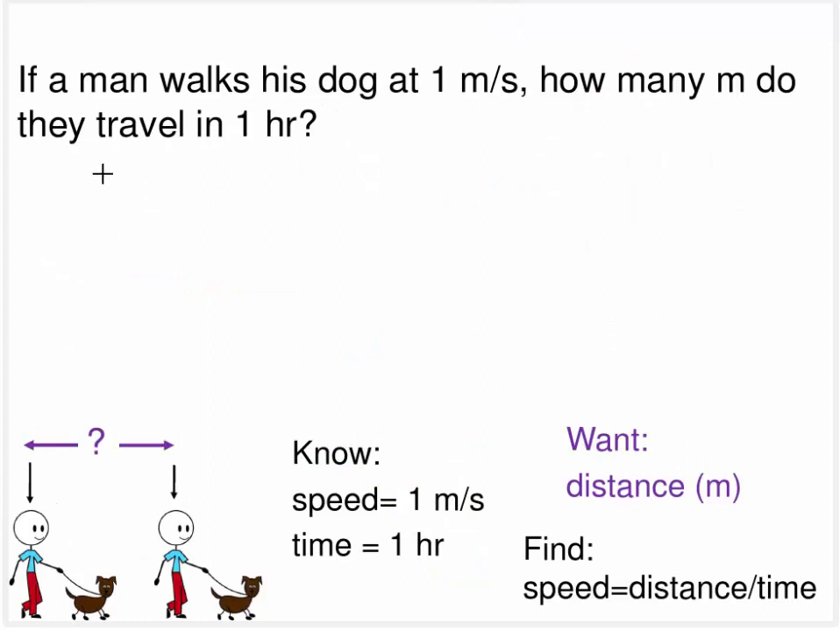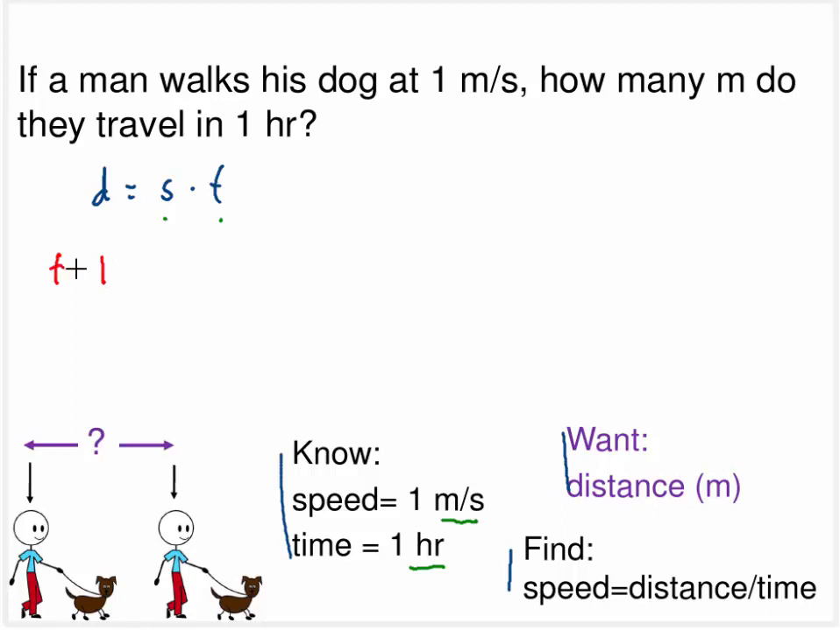So here I've just consolidated this slide, and I've written down everything that we know and want to know, and we can rearrange this to say that distance is going to be equal to speed multiplied by time. What we have to pay attention to is that the units of speed are given in meters per second, while the units of time are given in hours. So let's get a little bit of practice converting some units.